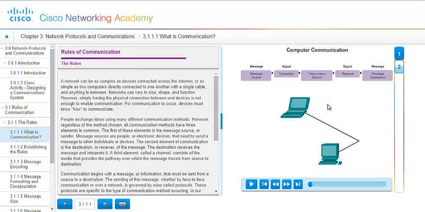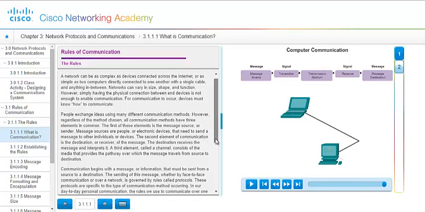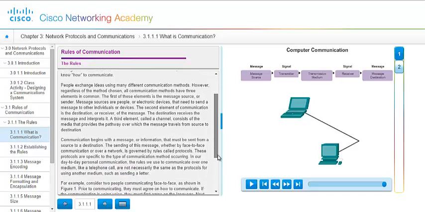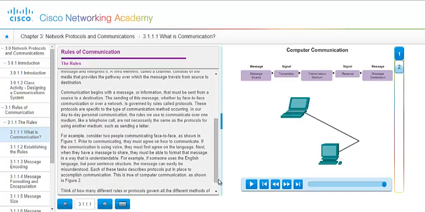Then we have computer communication. You have your message source, your signal, your transmission medium, your signal receiver, and then where the message is received. So here we have the information that comes from this laptop, crosses the medium, and then comes to this desktop. That's how the computer communicates, very similar to how a person communicates.